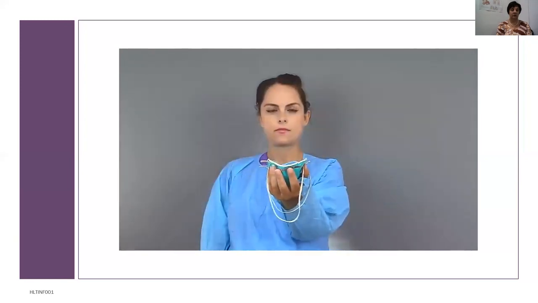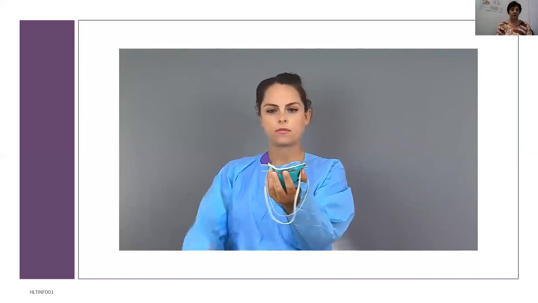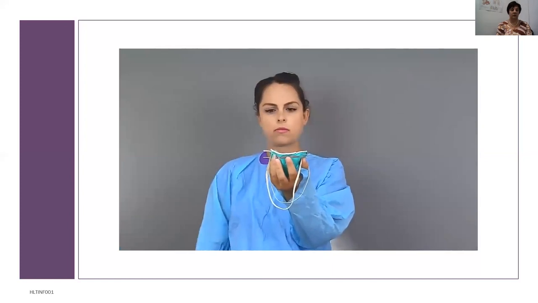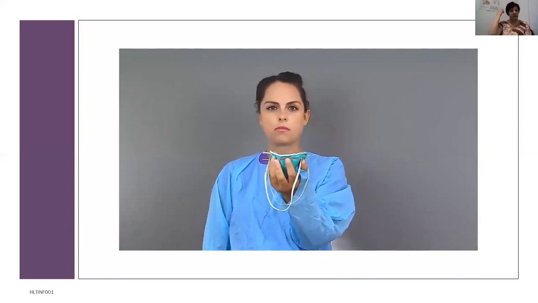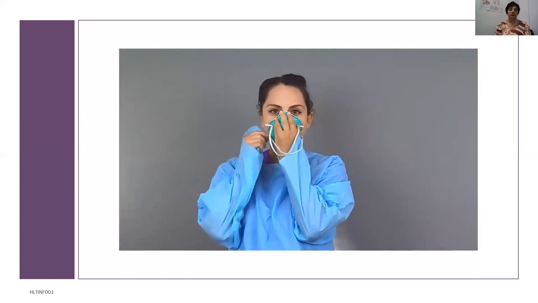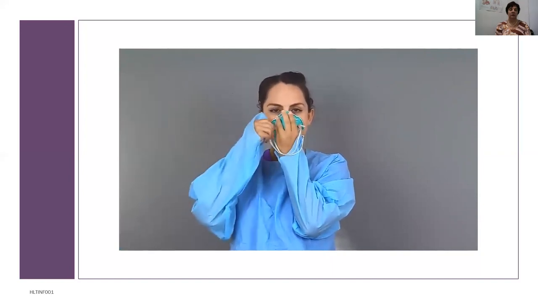If using an N95 respirator, hold the respirator in one hand with the front of the respirator touching the inside of your hand. The metal nose piece should rest near the fingertips. Be sure the top and bottom straps of the respirator are hanging down below your hand and are not tangled or twisted. Take the respirator and place it over your nose, mouth, and under the chin. Hold the respirator in place with one hand. Use your free hand to place the straps on your head.